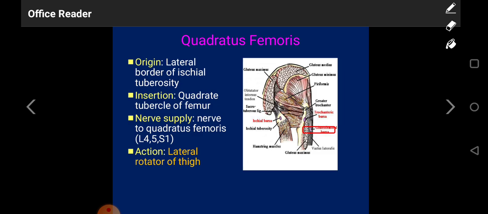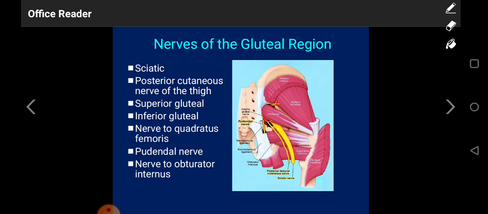Then quadratus femoris. It arises from the lateral border of the ischial tuberosity and is inserted on the quadrate tubercle of the femur. Nerve supply is by the nerve to quadratus femoris, and the action is lateral rotator of the thigh.